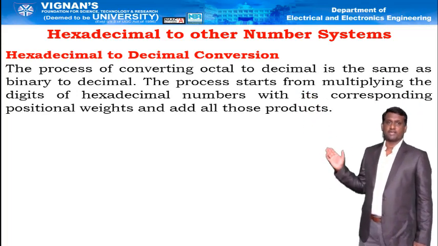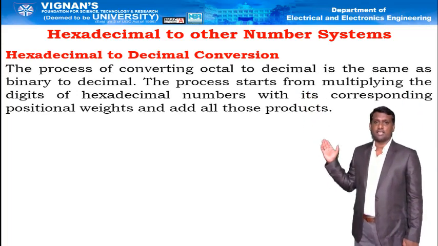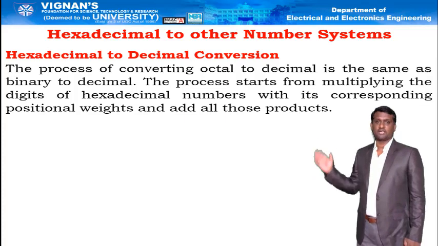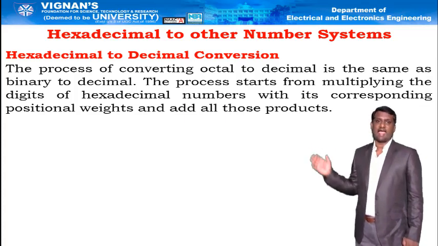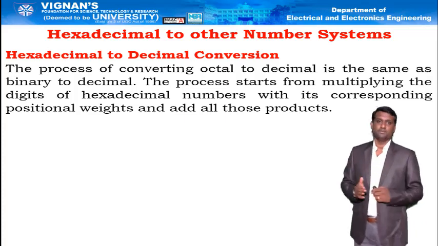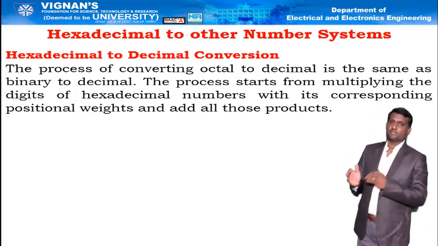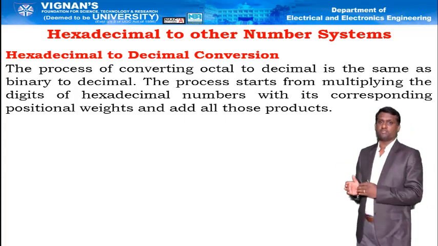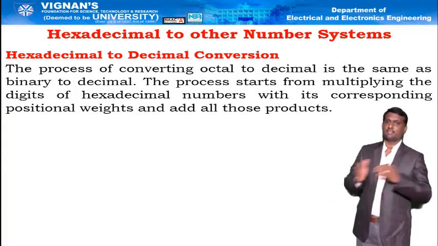The process of converting octal to decimal is the same as binary to decimal. The process starts from multiplying the digits of the hexadecimal number with their corresponding positional weights and adding all those products. So how do we perform the octal to decimal number conversion? How do we perform binary to decimal conversion?